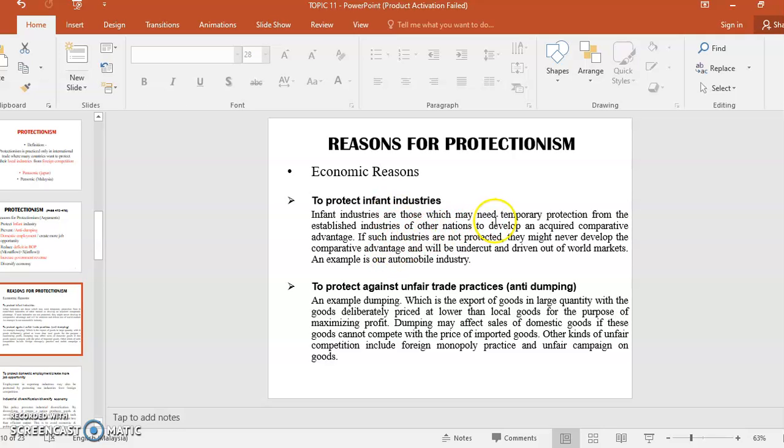Infant industries are those which may need temporary protection from the established industries of other nations to develop and acquire comparative advantage. If such industries are not protected, they might never develop the comparative advantage and will be undercut and driven out of world markets. An example is our automobile industry. Okay, we have Proton, we have Perodua.